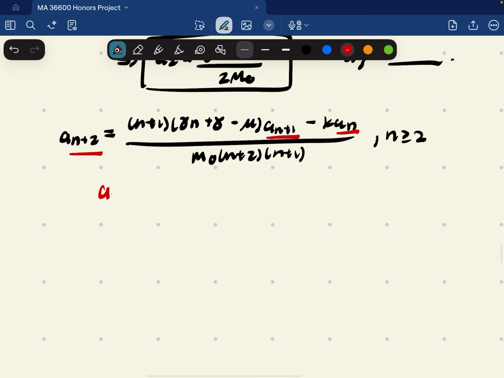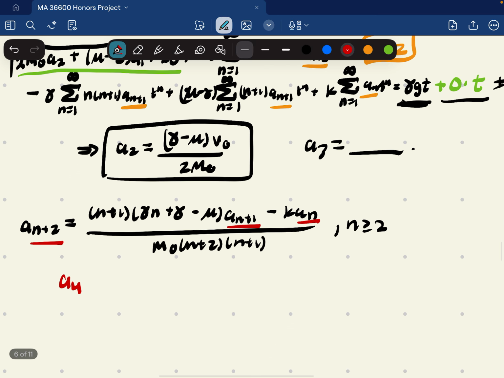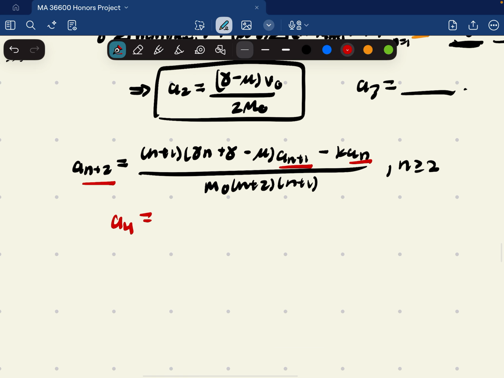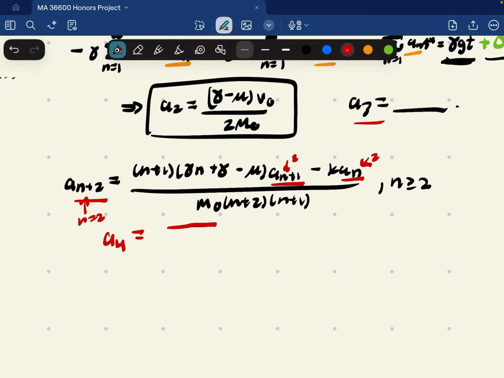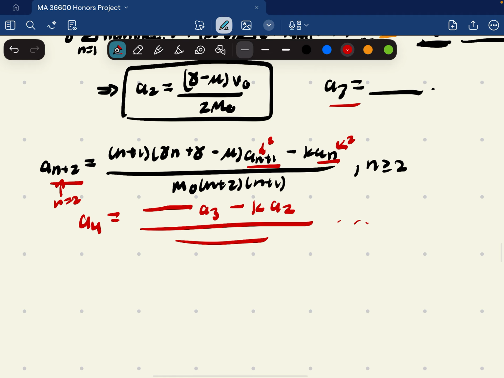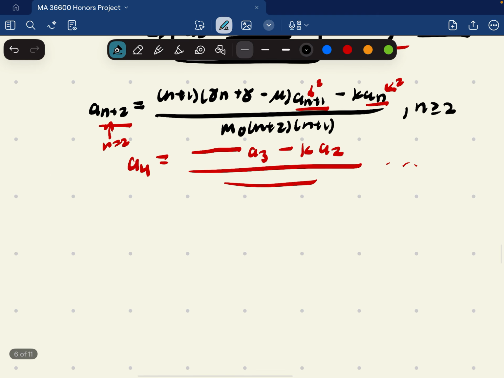So if I wanted to find a4, it's going to be some combination of, this means n is 2. So you plug in n equals 2 here, and then n equals 2 here. I know what a3 is, in principle. So this is a3, minus k times a2 divided by this. Then I can keep going. It just keeps going. So I can define all these coefficients, which means I can define a n. So I actually found a n.